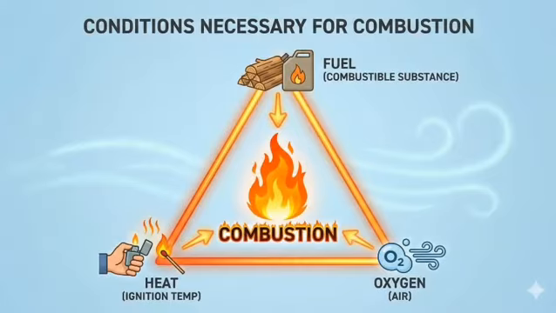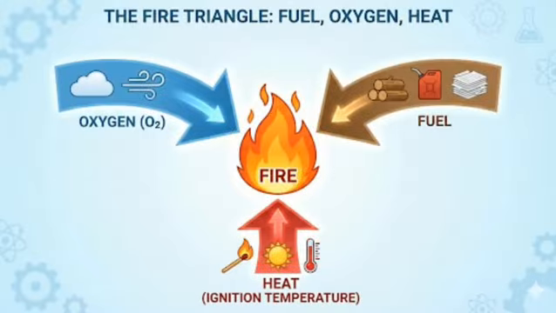Conditions necessary for combustion. For combustion to happen, three conditions are necessary. 1. Presence of a combustible substance. There must be something that can burn, like wood, petrol, or paper. 2. Presence of oxygen. Oxygen supports burning. Without oxygen, fire cannot exist. 3. Ignition temperature. The lowest temperature at which a substance catches fire is called its ignition temperature. Different substances have different ignition temperatures.